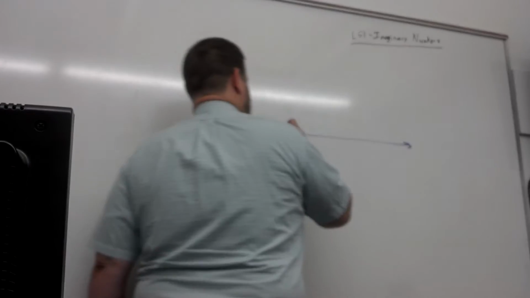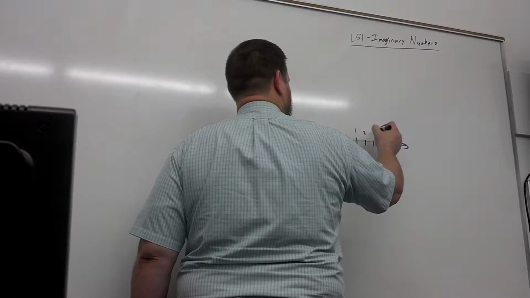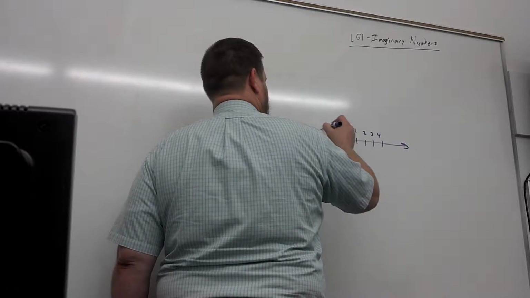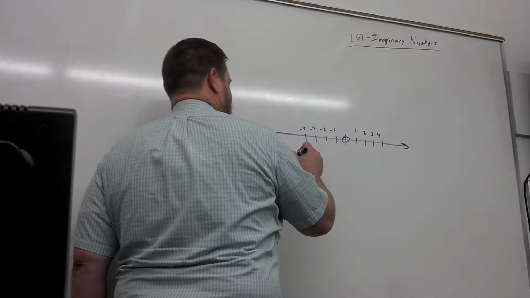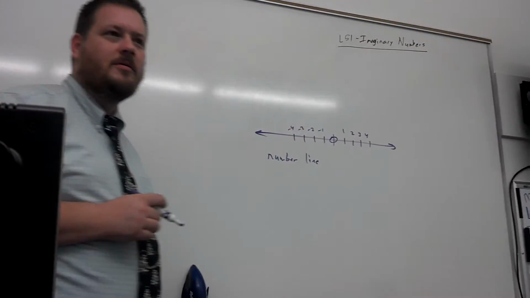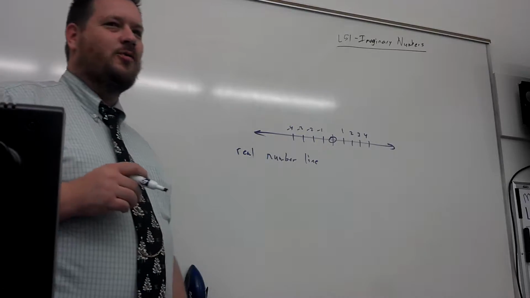What's this? A line. A line that goes forever. A number line. Yes, this is a number line. What kinds of numbers do we find on there? Real numbers. That's right. Just the real number line.